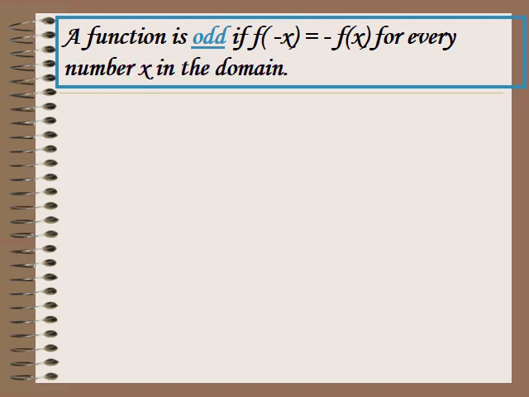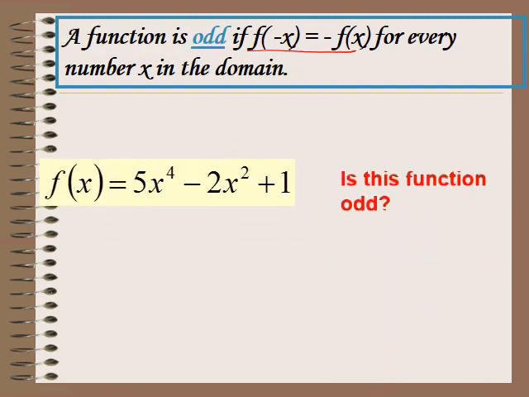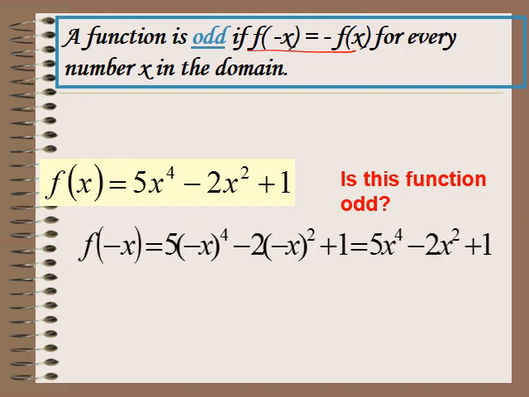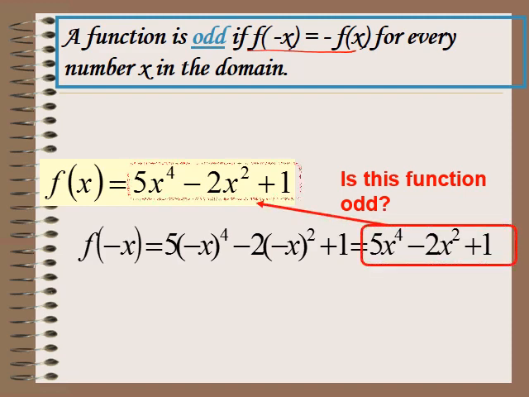A function is odd if f of minus x equals minus f of x for every number x in the domain. Example: f of x equals 5x to the fourth minus 2x squared plus 1. Is this function odd? Let's try. f of minus x equals 5x to the fourth minus 2x squared plus 1. So f of minus x equals f of x. Then we can say that it is not odd.